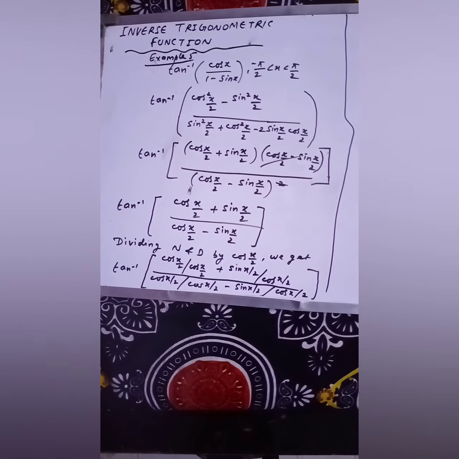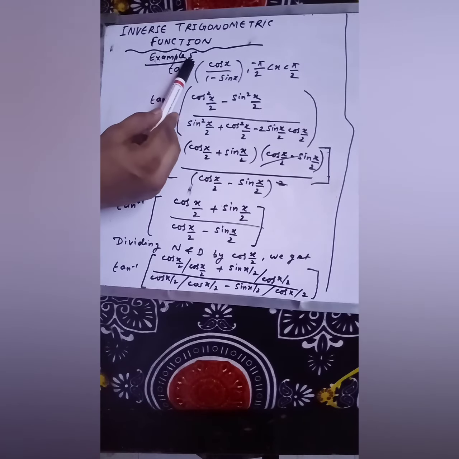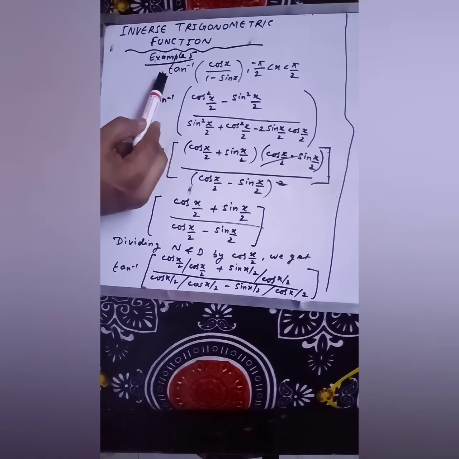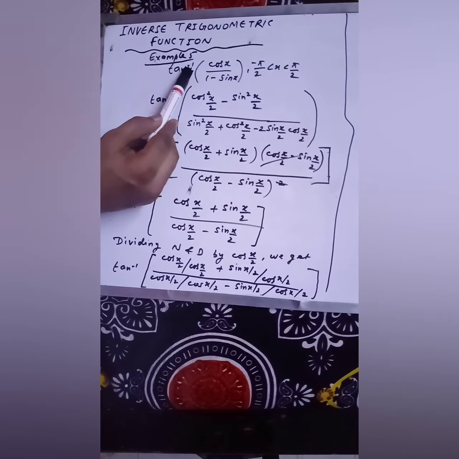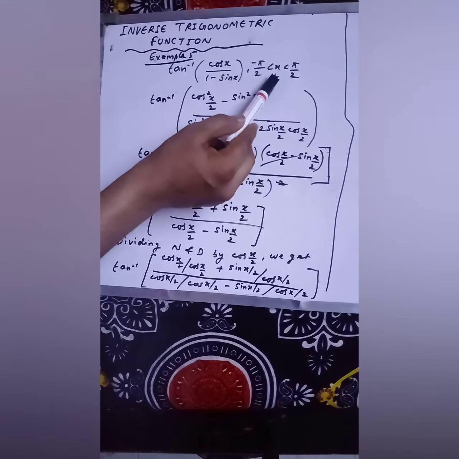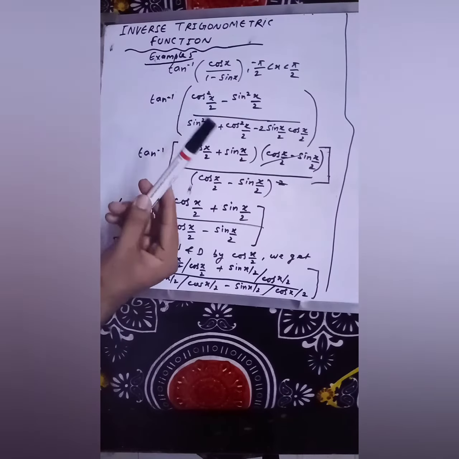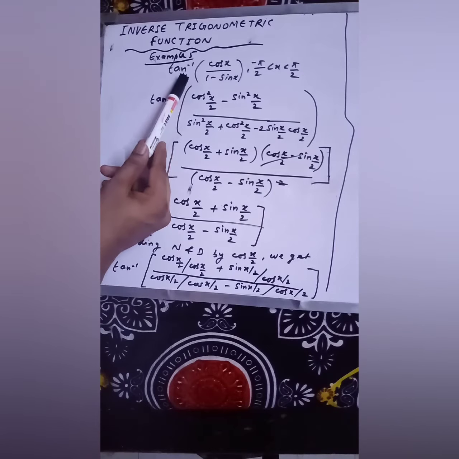Now we are going to solve our example number 5, which is very important. Okay, so the question is, this is example number 5 of your NCERT. The question is tan inverse of cos x over 1 minus sin x, and here the range is given to us. We have to write this in the simplest form.